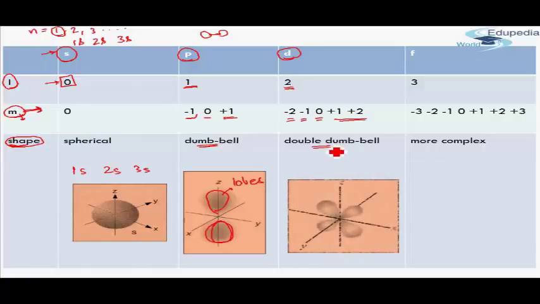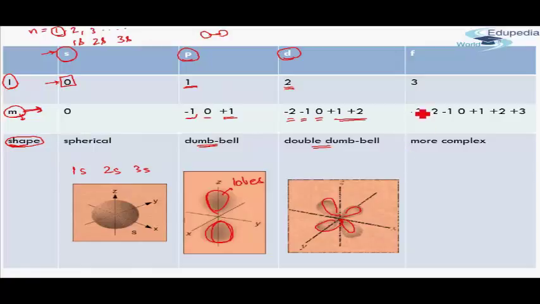So that shape looks something like this. Instead of one dumbbell, you have two dumbbells, which means this is one dumbbell, so two lobes, and this is another dumbbell, so another two lobes. So two dumbbells, or double dumbbell, means you will have 4 lobes over here.